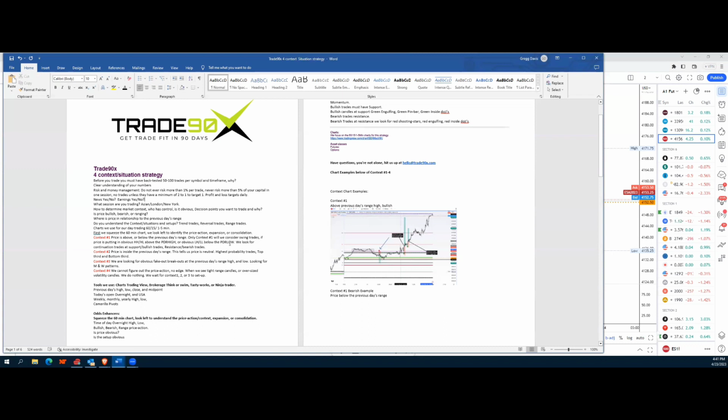Okay, that's what I love about this four context situation strategy. It quickly tells you what type of day you're trading, and then the context 1, 2, 3, and 4. These are our quick setups. All right. Then you have to ask yourself, do you fully understand the context situations and setups? Okay, is the market trending? Is it a reversal trade? Is price in a range?